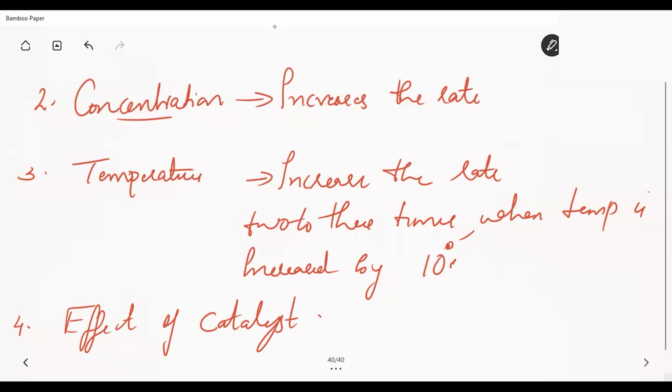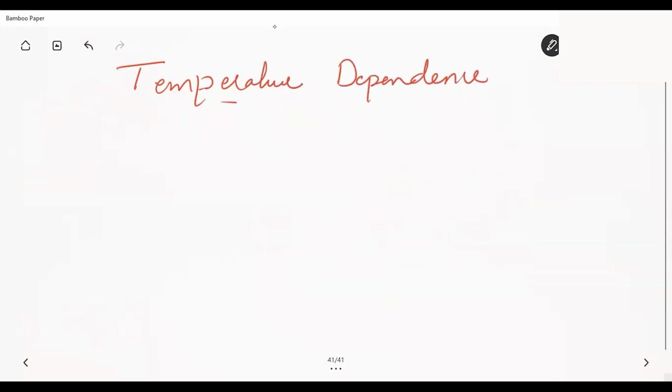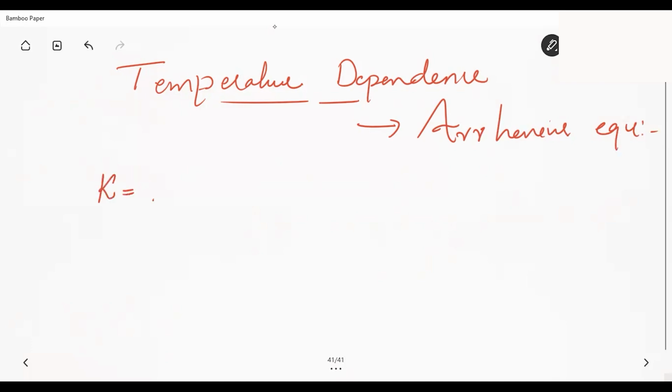Okay, now we have to study the temperature dependence of rate of the reaction. Here we are discussing a small equation, the Arrhenius equation. Temperature dependence. Which equation do we have to study? Very important. Sure questions will come on the Arrhenius equation. So study this equation: k is equal to A e raised to minus Ea by RT.